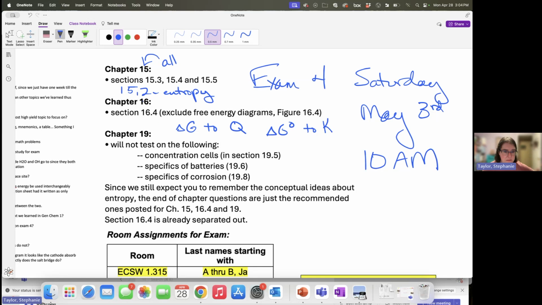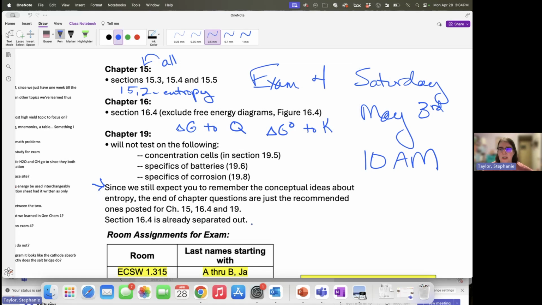And then chapter 19, it's basically all of it. There's a couple of things we don't specifically test on, like concentration cells, batteries, and corrosion. So there's especially terminology in there that we simply won't use. And I've got this note in here that since we expect you to remember conceptual ideas about entropy, end of chapter questions are just the recommended ones posted for 15, 16.4, and 19. 16.4 is already separated out.